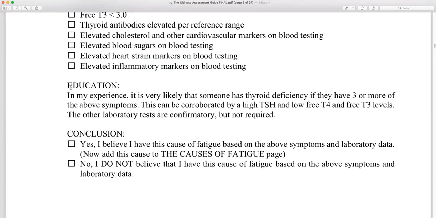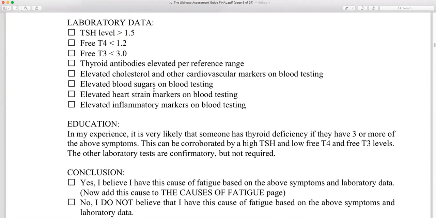So then here's education. In my experience, it is very likely that someone has thyroid deficiency if they have 3 or more of the above symptoms. This can be corroborated by a high TSH and low free T4 and free T3 levels. The other laboratory tests are confirmatory but not required. So when TSH is above 1.5, it basically indicates that the brain is yelling at the thyroid to make more thyroid. And then you can see if that corresponds with lower levels of the free T4 and the free T3. These are the bioactive, bioavailable forms of thyroid, the free fractions. And so usually they corroborate.